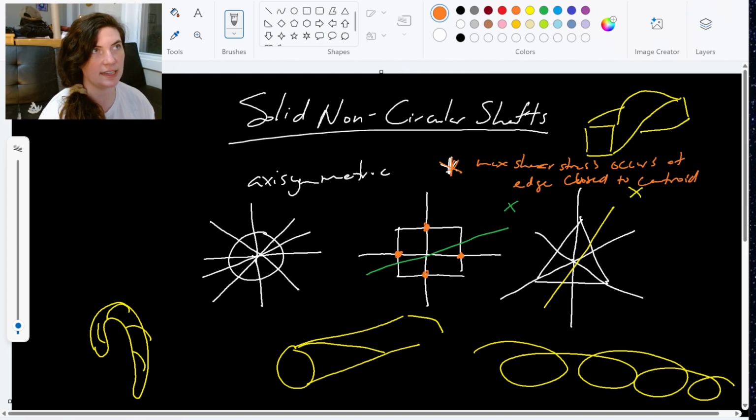For a circle, that's everywhere. Every point is equally close to the center of the shape. But for a triangle, it's going to hit right in these midpoints through the long edges there. So the max shear stress occurs at those edges closest to the centroid. And what that allows us to do is use a nice little shortcut equation so that we can calculate the maximum shear stress, I should say. We won't be calculating it at any other points.